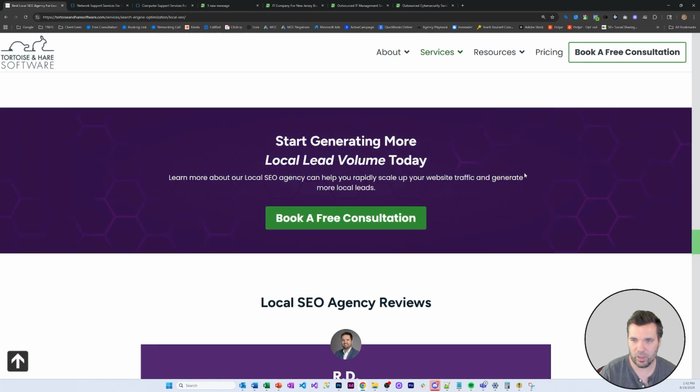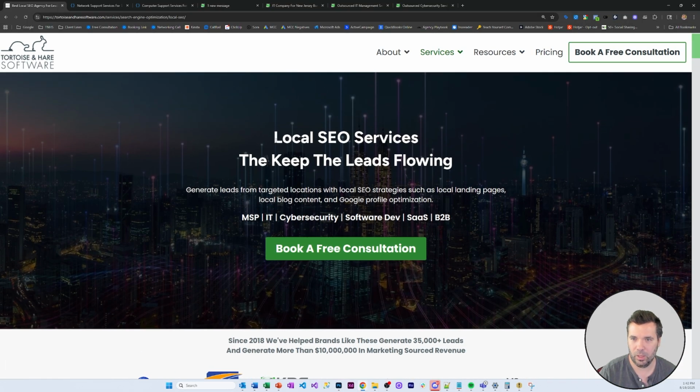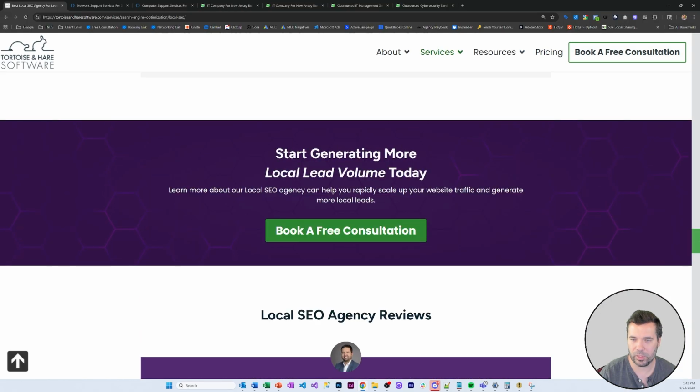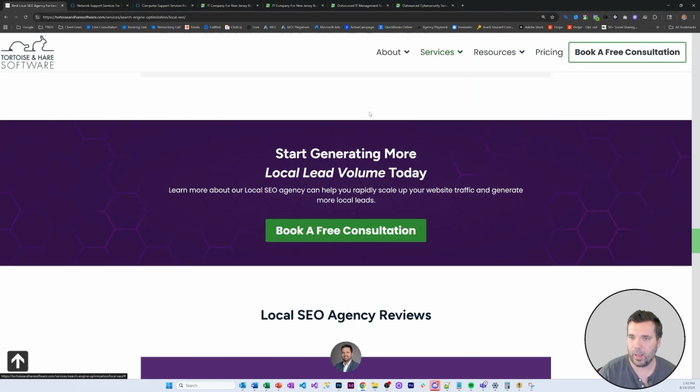This is a Tortoise and Hare example. Start generating more local lead volume today. This is a local SEO focused landing page. Local SEO services that keep the leads flowing. And then we have a synergized simplify section here. Start generating more local lead volume today. So that's the simplify section.